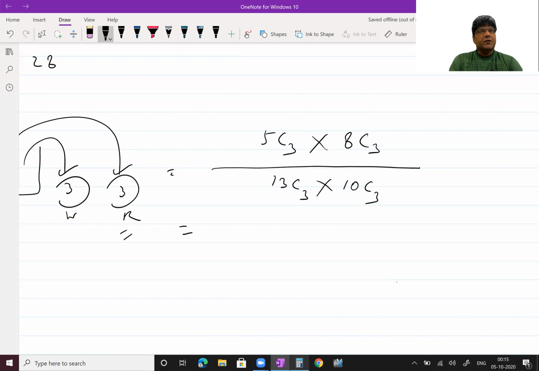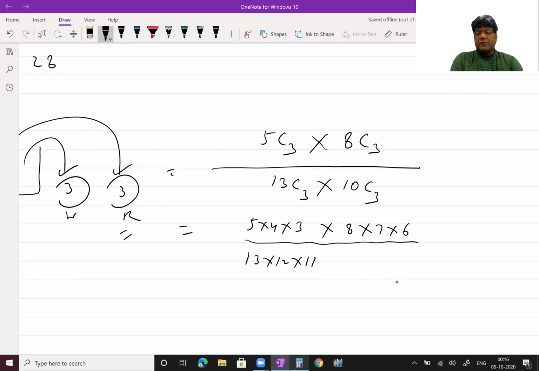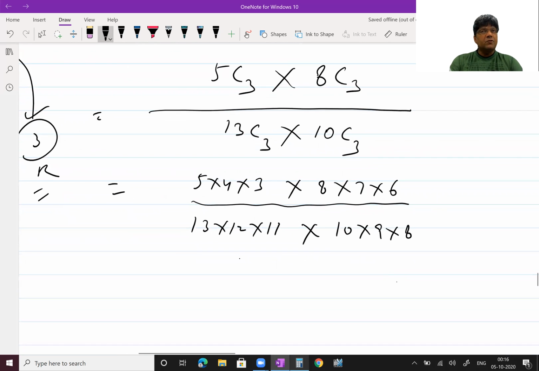See, technically we will do, guys: 5C3 means 5 into 4 into 3 by 3 factorial, not writing. 8C3 means 8 into 7 into 6 by 3 factorial. Because here 13C3 is 13 into 12 into 11 by 3 factorial, this will be cancelled from the numerator. Again 10C3 will be 10 into 9 into 8 by 3 factorial, that will be cancelled from the numerator. We have not written it already to make the calculation easier.